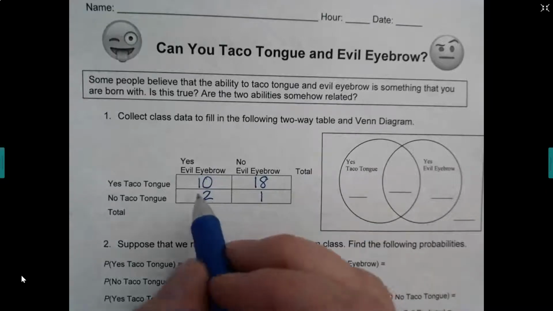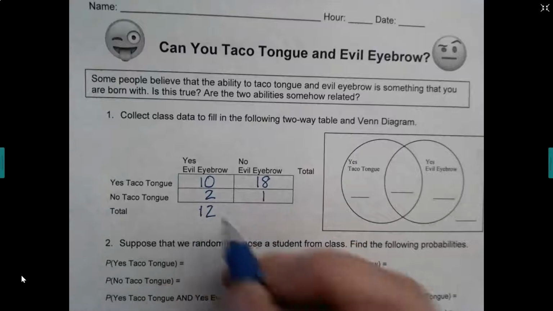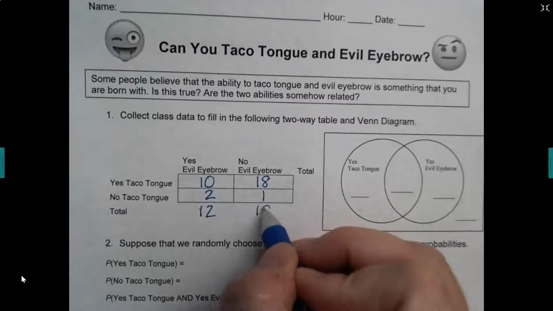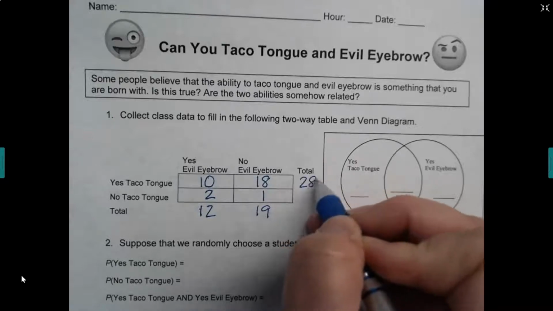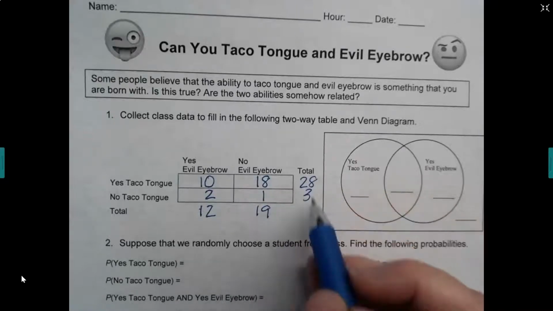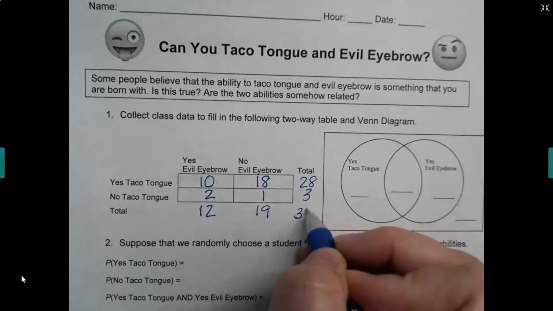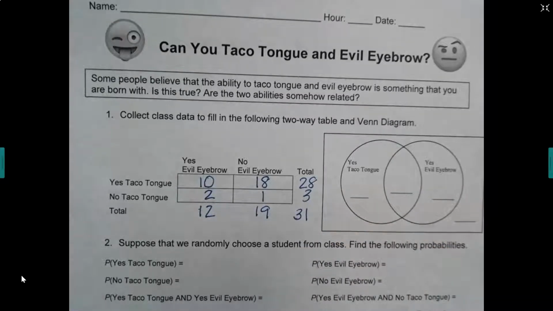So for our two-way table, we want to go ahead and get our totals because we're going to need those as part of our answering. When we take a look, these should both add to the same number going both directions, and they do. We had a total of 31 students that we collected data from.